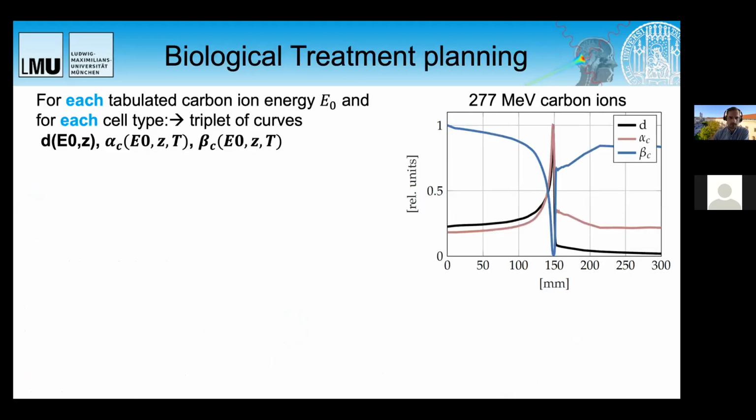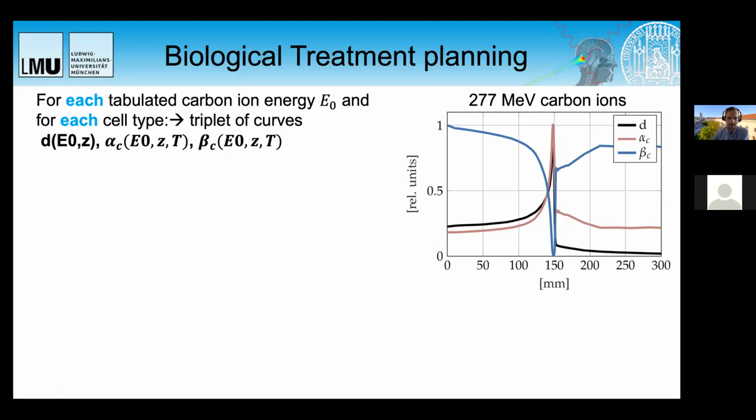And if you do that now for every carbon ion energy, you basically end up with 3 curves per energy. And this is what's shown here. So for each energy in our treatment planning system, again, I showed here for 277 MeV, I have a physical dose profile and an alpha carbon and a beta carbon profile. And these are the radiosensitivity parameters, so to say, for this carbon ion beam, that already account for all the biological effects of the fragments. And also, I have to say that these curves are only valid for one specific tissue type. For different tissue types, you get a new triplet of curves, so to say.